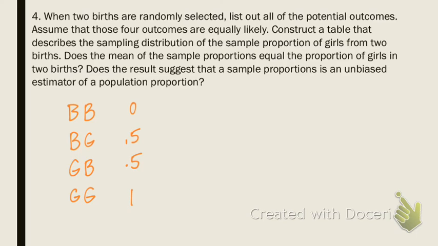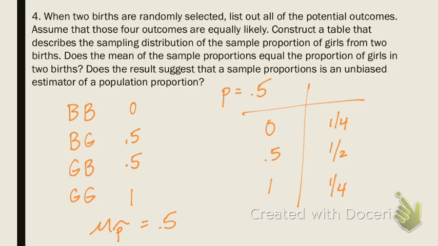And what do those average to be? 0.5. And the original is also 0.5. They match, so that means it's unbiased. If you were to make the table 0, 0.5, and 1, the same table, so average and then probability, because on My Math Lab it wants you to make that table.